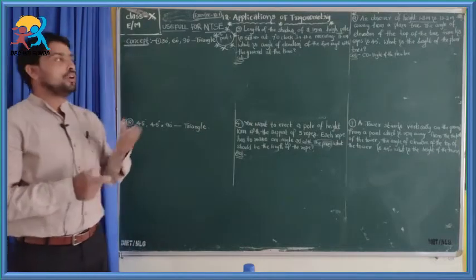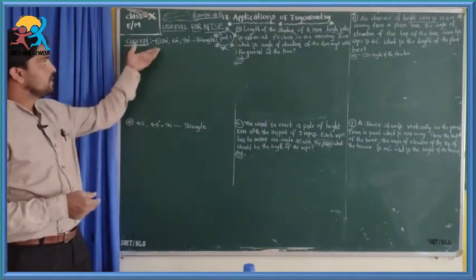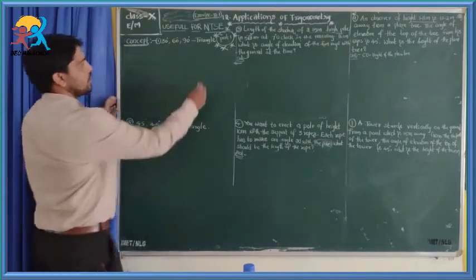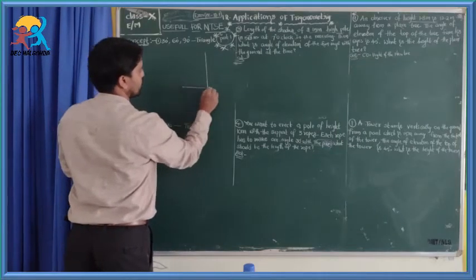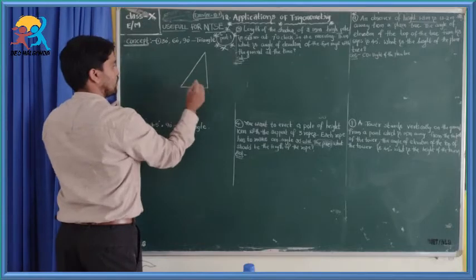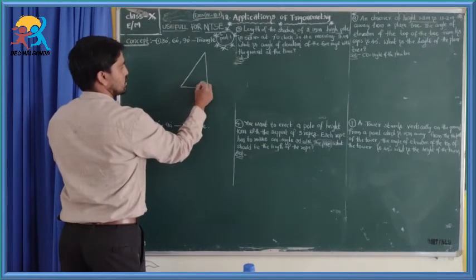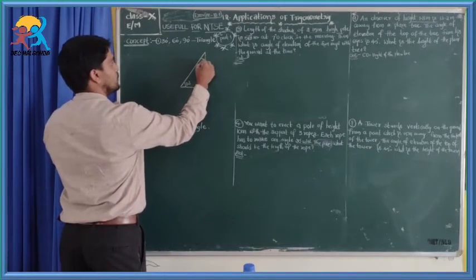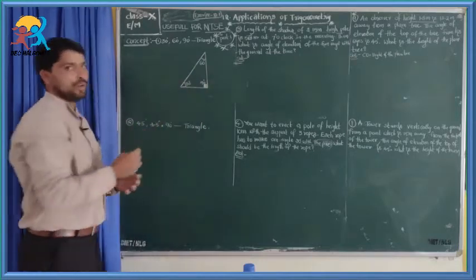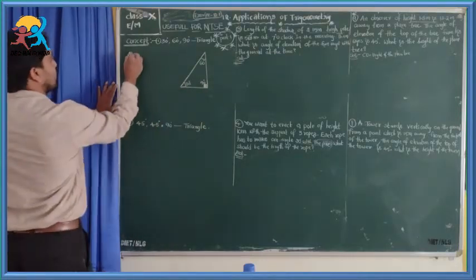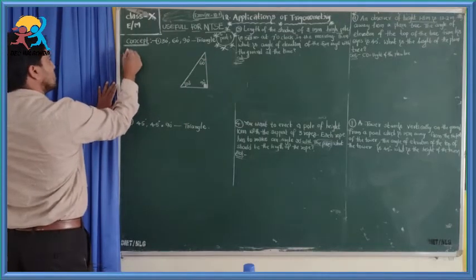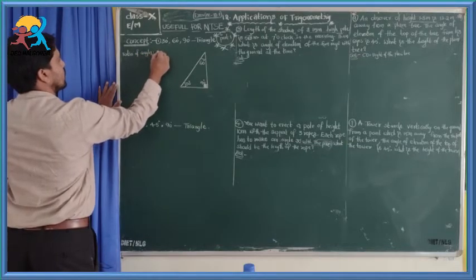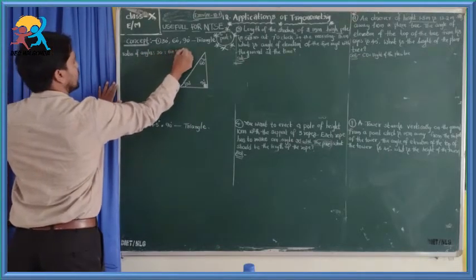For that we have to consider two triangles. The first one is the 30 degree, 60 degree, 90 degree triangle. Let us draw. This is 90 degrees. Suppose this is a 30 degree angle, automatically this will become 60 degrees as their sum is 180. The ratio of angles is 30 : 60 : 90.